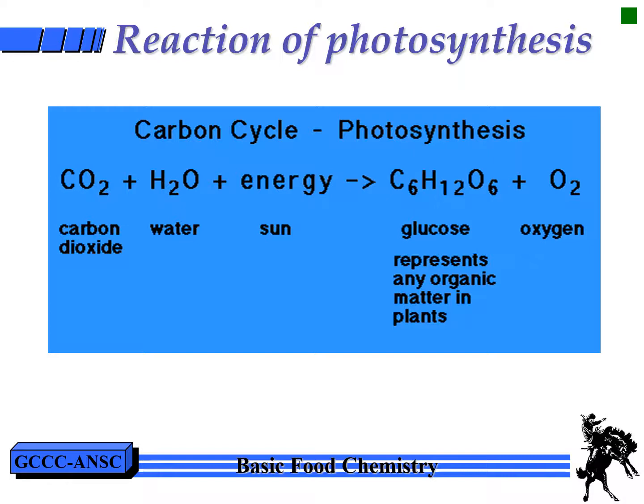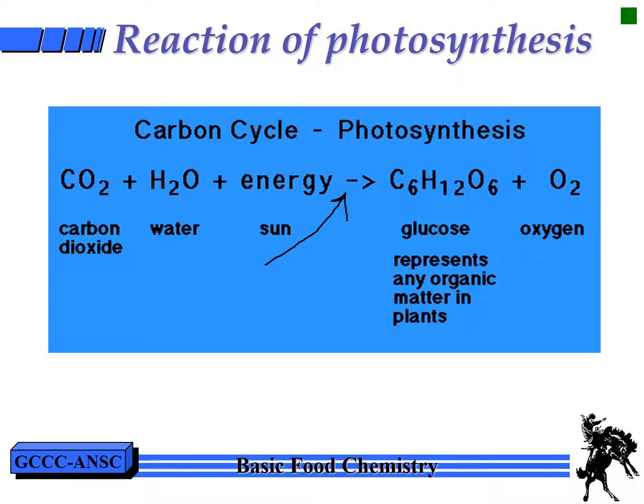So this is the reaction of photosynthesis. It is not balanced. Basically the plant takes in carbon dioxide from the atmosphere, then uses water and energy from the sun, with chlorophyll, which is missing here, coming in. Then it yields glucose, C6H12O6, which represents any organic matter in plants, and releases oxygen. The opposite of this reaction is respiration, where we take in oxygen, use that sugar to create energy, and release water and carbon dioxide.